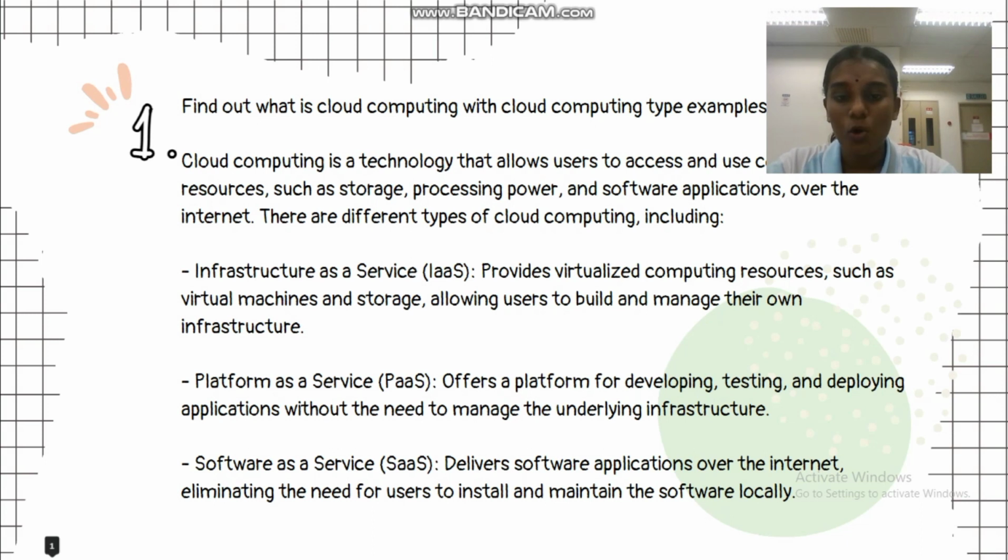PaaS offers a platform for developing, testing, and deploying applications without the need to manage the underlying infrastructure. And the third one is SaaS, that is software as a service. It delivers software applications over the internet, eliminating the need for users to install and maintain the software locally.